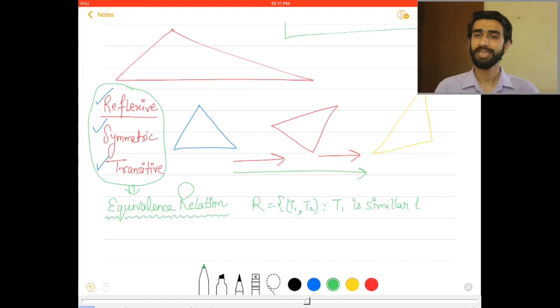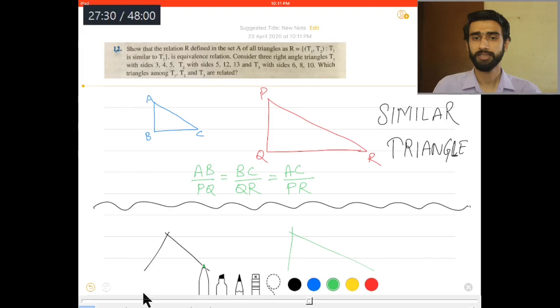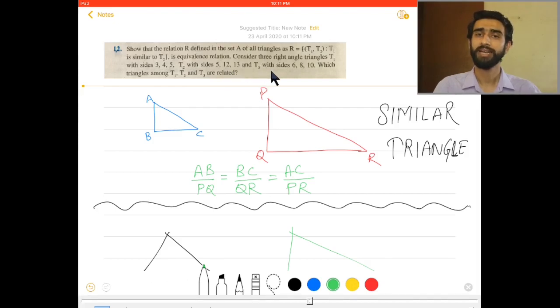Now let's see the second part. It is saying, consider 3 triangles. Let's read this. Consider 3 triangles, T1 with sides 3, 4, 5, T2 with sides 5, 12, 13, and T3 with sides 6, 8 and 10. Which triangles among T1, T2 and T3 are related? कौन से उनमें से related हैं?